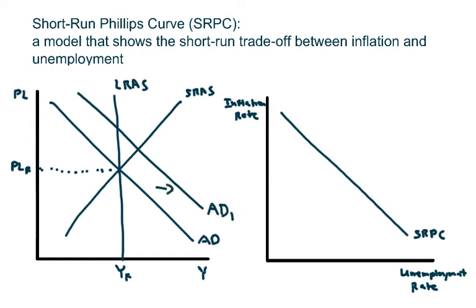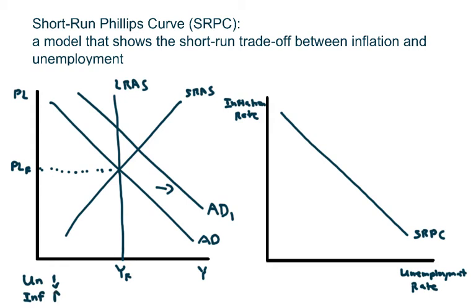Now, if I asked you, hey, what happens to unemployment? You would say, well, unemployment is going to decrease, right? Because aggregate demand increases, there's more GDP, more stuff is being bought, and so you need more workers, so unemployment falls. But inflation is going to increase.